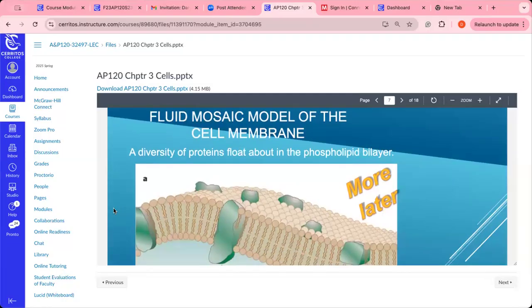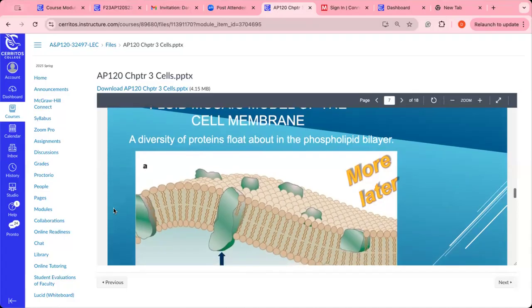Okay, so then we have the fluid mosaic model of the cell membrane. A diversity of proteins float about in that phospholipid bilayer. We're going to talk more about the proteins in your phospholipid bilayer later. I guess they just wanted to present it, but not in a great deal of detail right now.